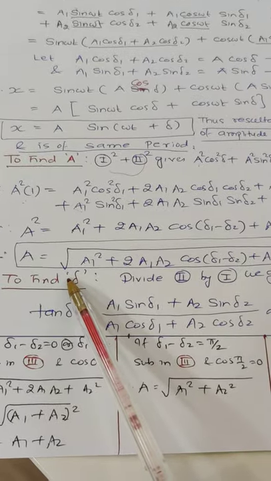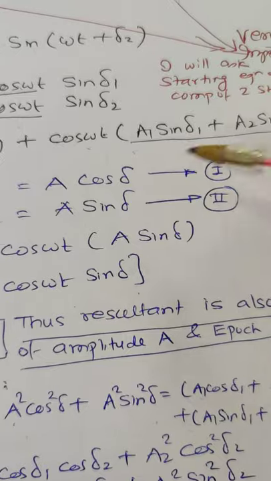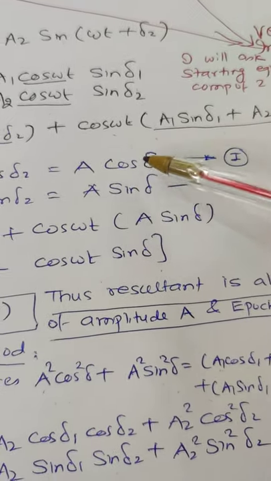To find the resultant initial phase, yani to find delta, what I do is I divide equation 2 by 1. A sin delta upon a cos delta. A gets cancelled. What is sin delta upon cos delta?